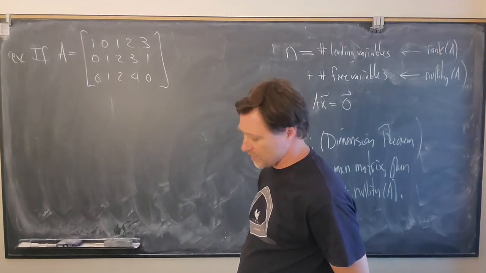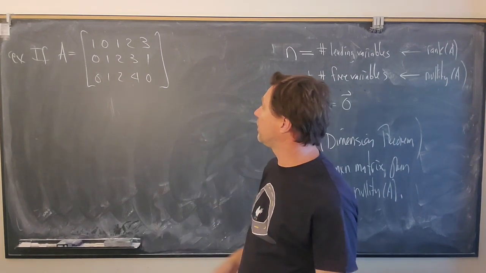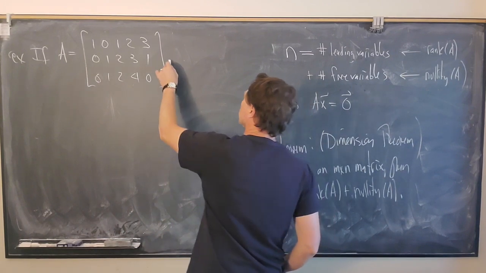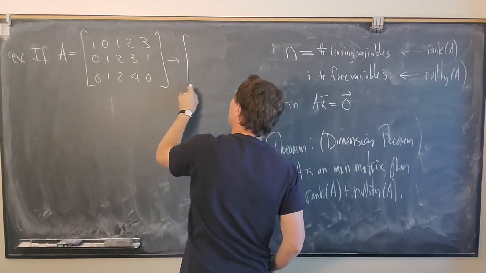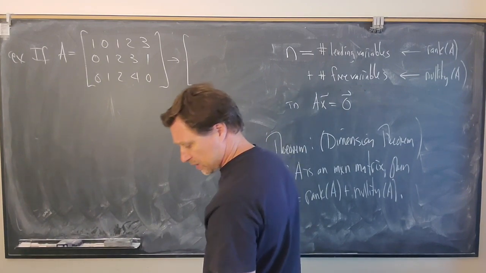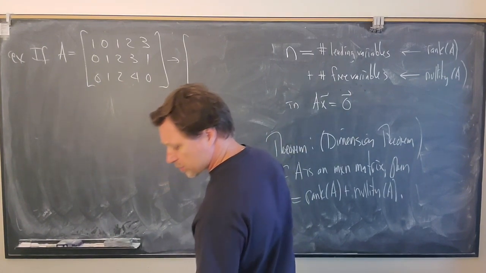Okay, I would like to just identify the rank and the nullity of this matrix right here. We've got a 3 by 5 matrix. If you get it in row echelon form, it'll look like this. Oh, I guess did I put it in reduced? I just put it in row echelon form.